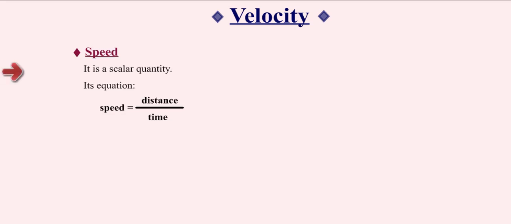First thing we're going to explain in this video is the difference between velocity and speed. To be able to understand what is velocity, speed is a scalar quantity. Its equation is speed equals distance over time. And examples of speed, we can say 80 kilometers per hour or 15 meters per second.